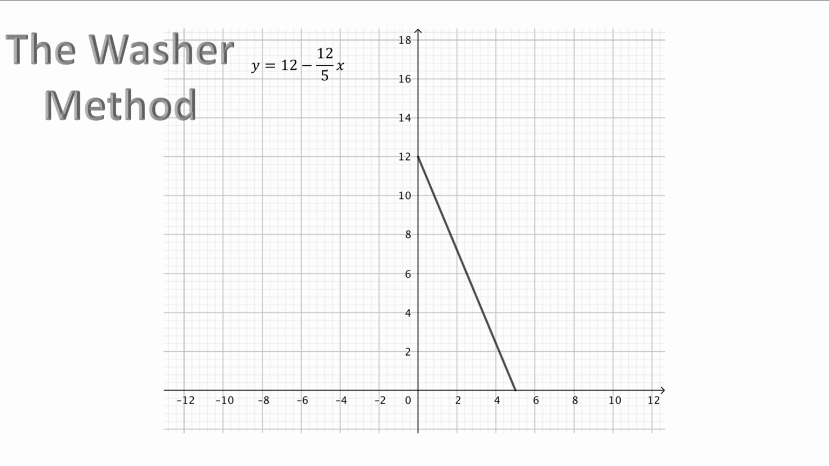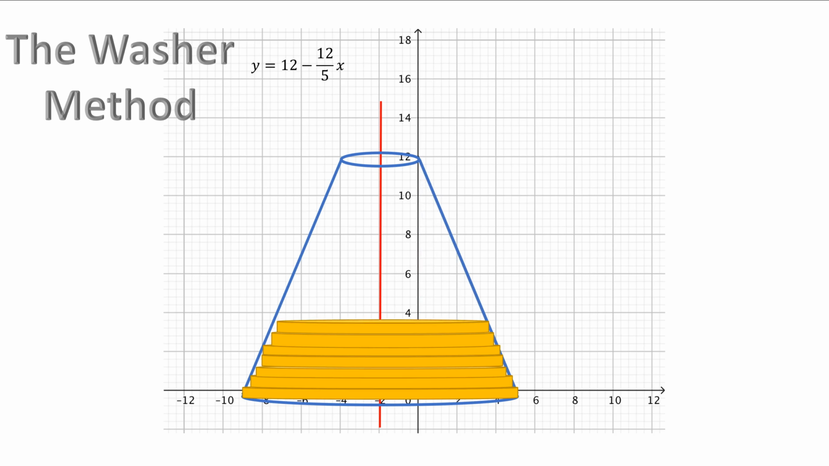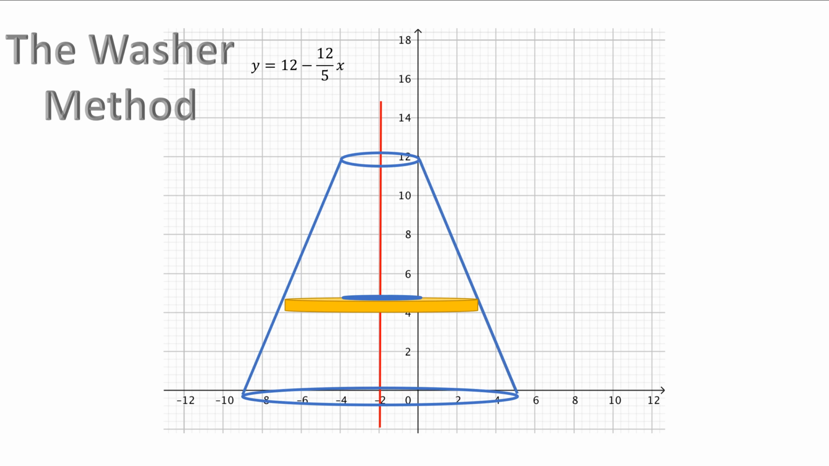Now the washer method is simply the disk method where we have a hole in the disk. So to facilitate that in this case, I'm going to imagine rotating our slice, our triangle, around the line x equals -2. And the shape that we get then will be something like a truncated cone, and it will have a hole running through the middle, a cylinder running through the middle. So that when we take our slices, they are going to have a single hole in the middle, and all the slices will have a hole of the same diameter, so radius 2.